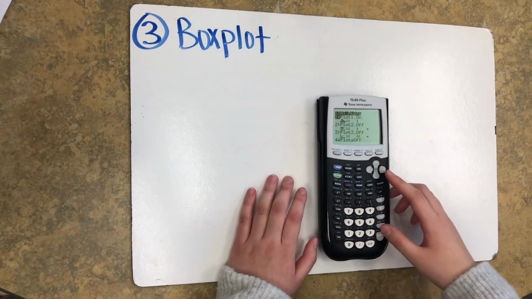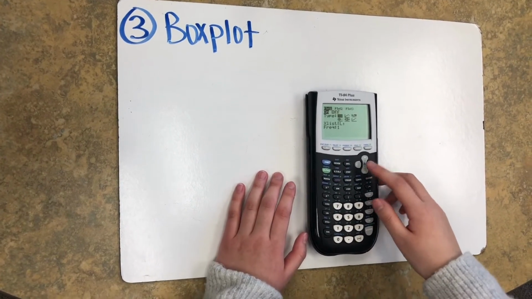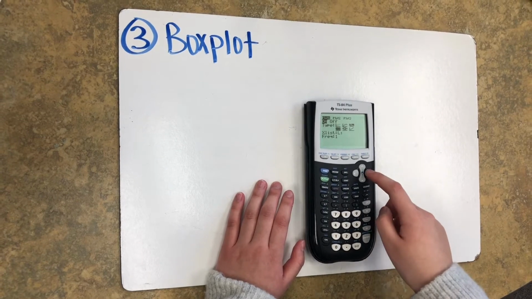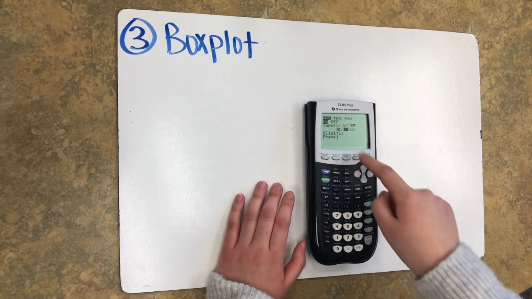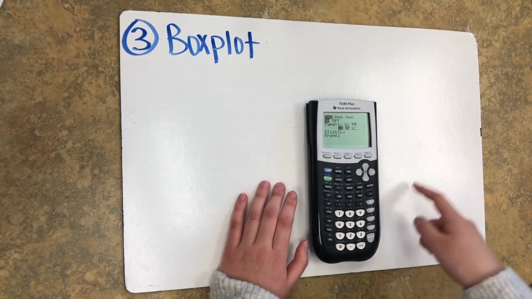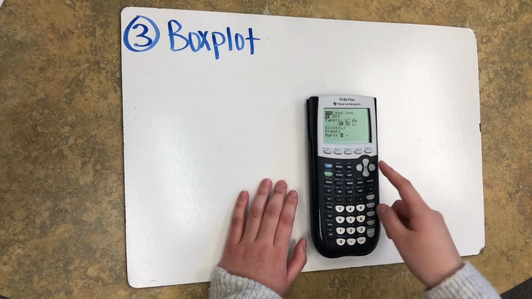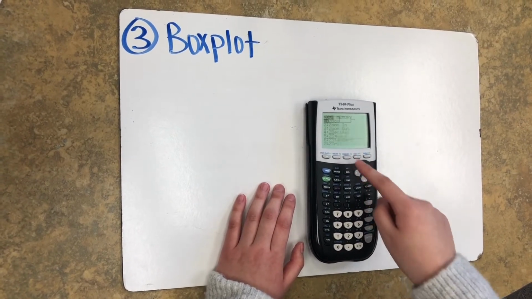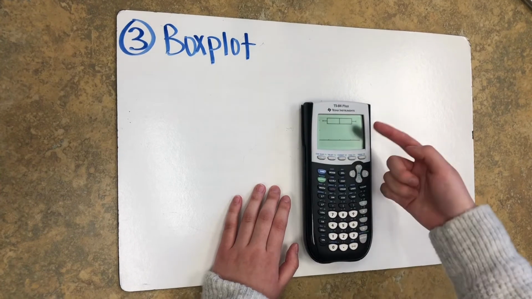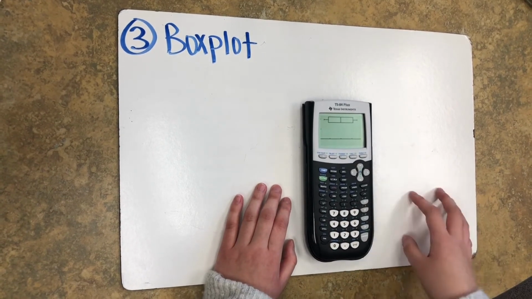In our graph settings, for a box plot, there are two different types. There's a modified and an unmodified. We want to choose the modified, which is the bottom left, because this will show us the outliers if there are any in the data. In this case, our data didn't have any outliers, so we just see a regular box plot.